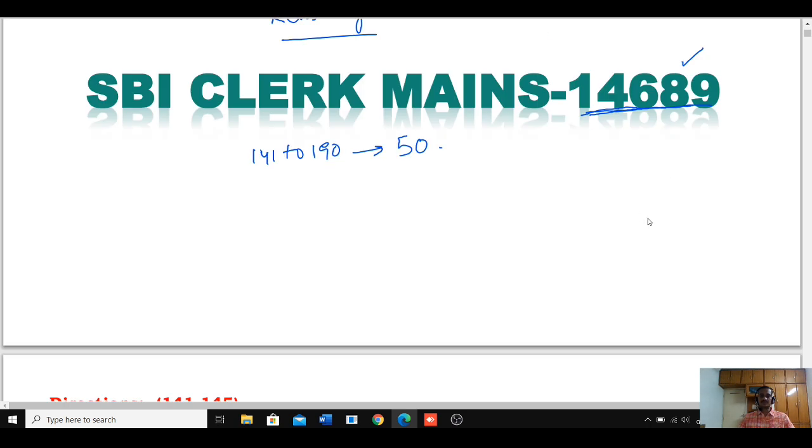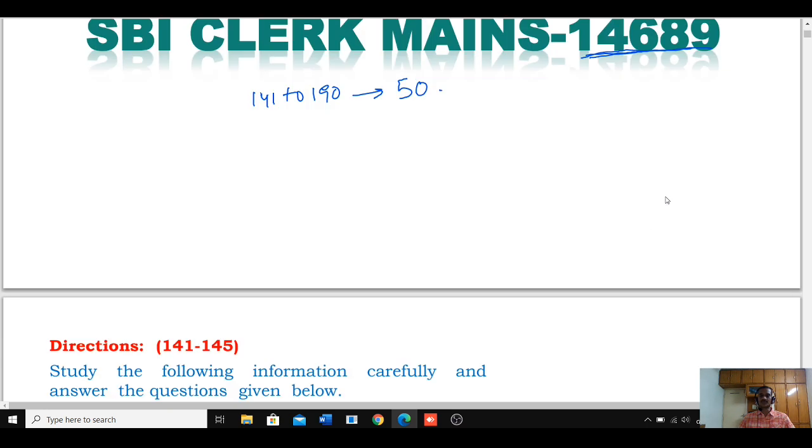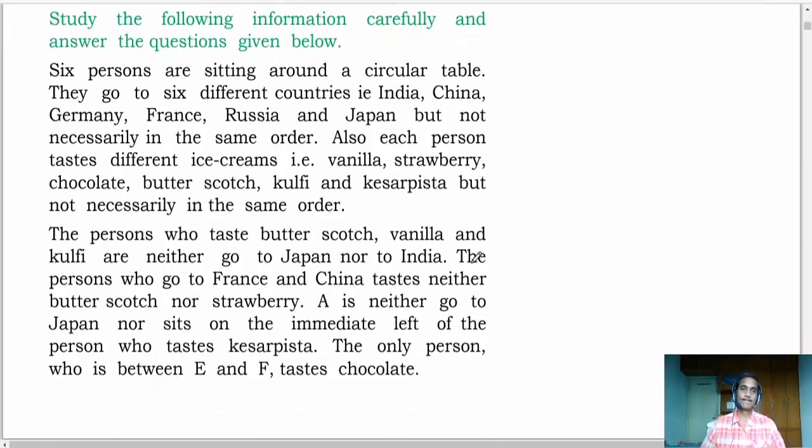Now let us discuss question numbers 141 to 145. 6 persons are sitting around a circular table. They go to 6 different countries, India, China and so on, and each person tastes a different ice cream. What are the parameters given here? 6 persons, who went to 6 different countries and tasted 6 different flavors of ice cream.